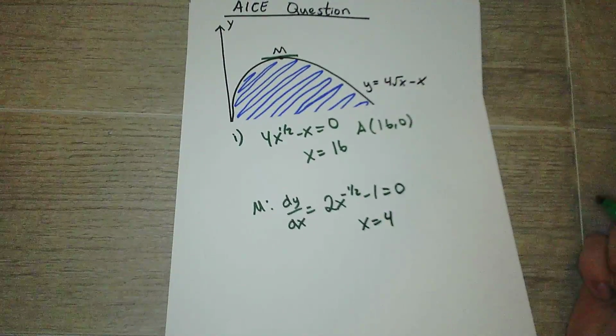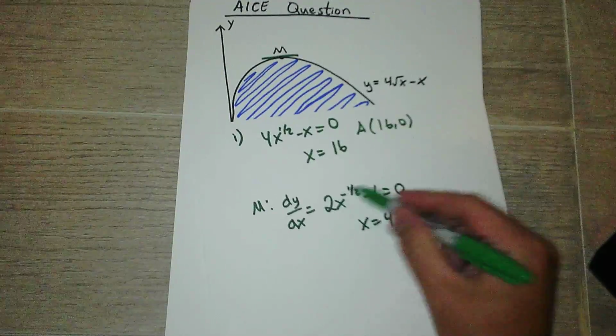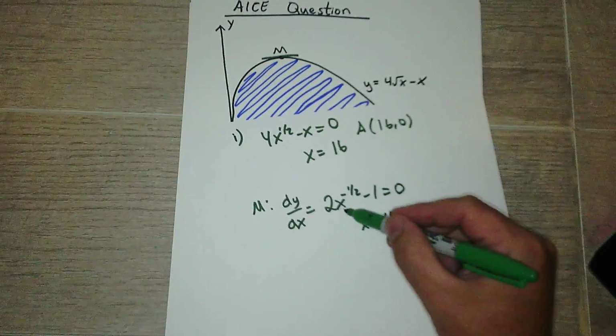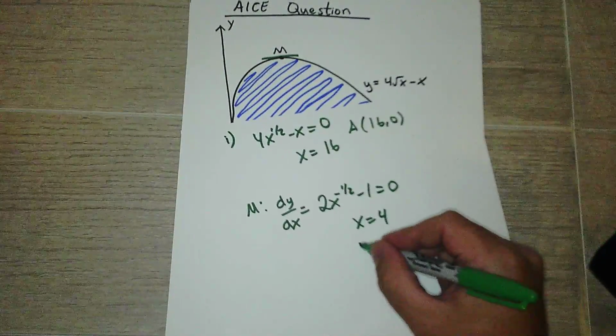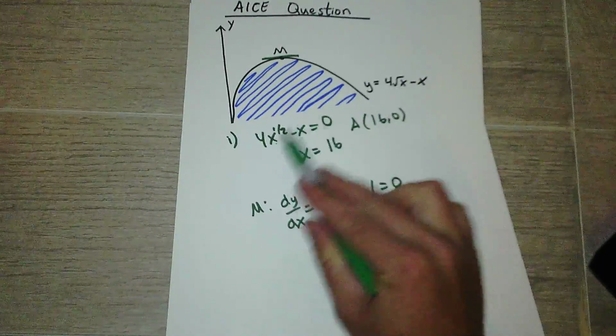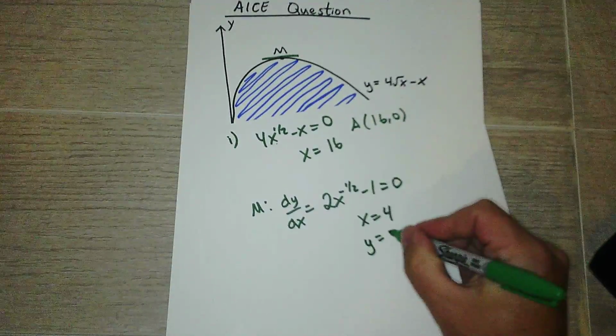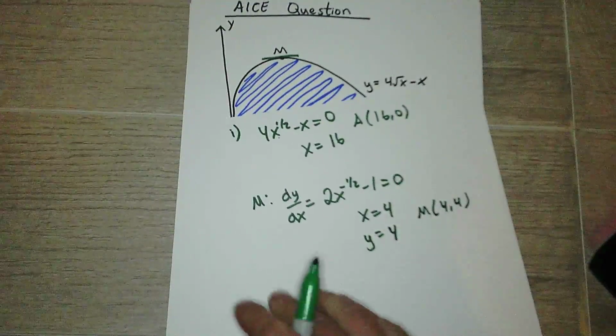You'll get 4. Okay, add 1 divided by 2 gives you 1/2. Take the inverse to get rid of the negative, so we have x to the 1/2 equals 2, and then take the square root of both sides. Plug that value into your y to get your y value, which is 4. So M has a coordinate of 4, 4.